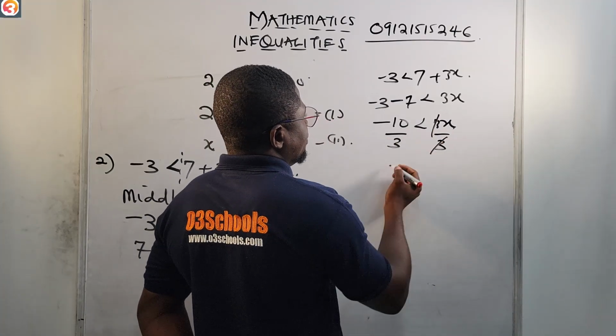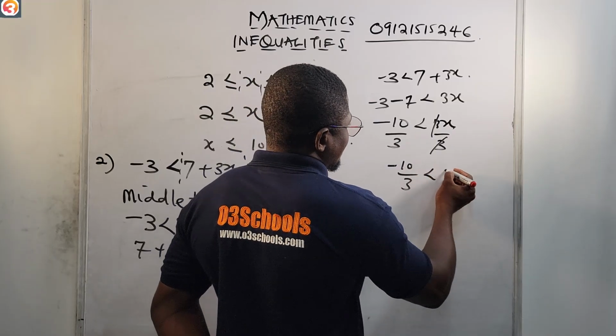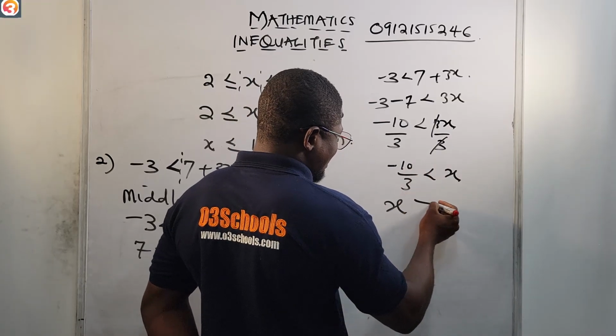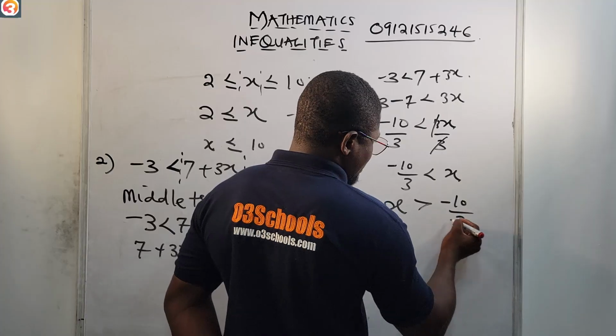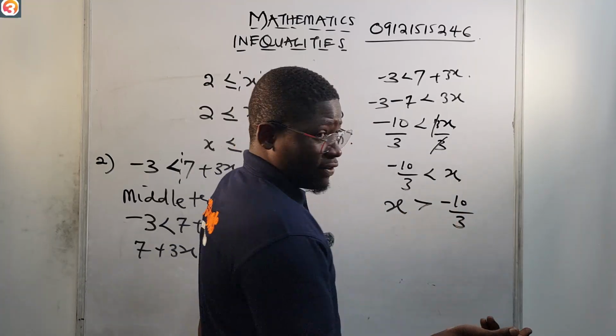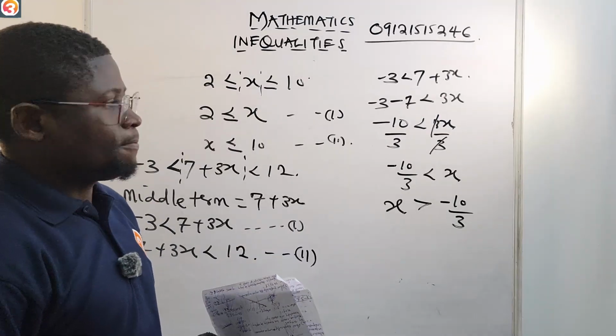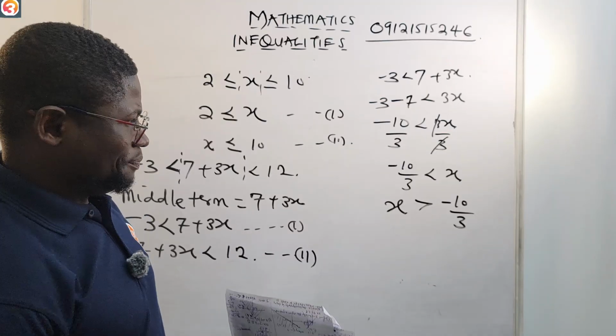3 will cancel 3. So it means that what now? Minus 10 over 3 is less than what? X. Or we can say x is greater than minus 10 over 3. If minus 10 over 3 is less than x, it also means that x is greater than minus 10 over 3. Right? Yes. So that is how it works. So we'll solve that first part.